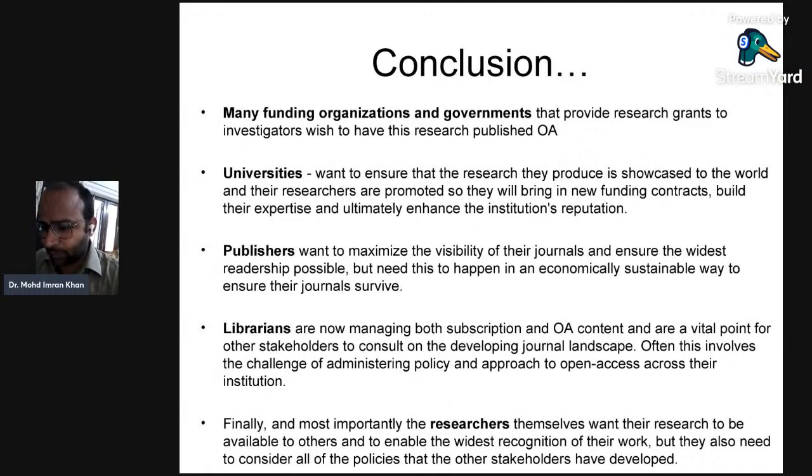Librarians are also now managing both subscription based articles and open access content, and are a vital point for other stakeholders to consult on the developing journal landscape. Often this involves the challenges of administering policy and approach to open access across their institution. Finally, and most importantly, the researchers themselves want their research to be available to others. You also want that your research should be available to others, and to enable the widest recognition of your work. But at the same time, they also need to consider all the policies that the other stakeholders have developed.